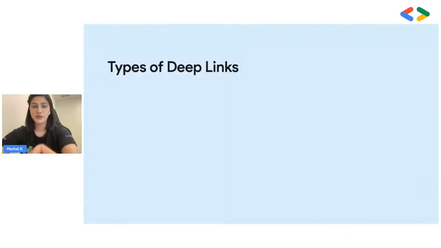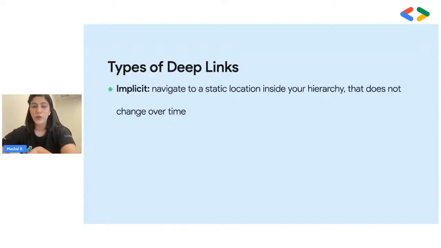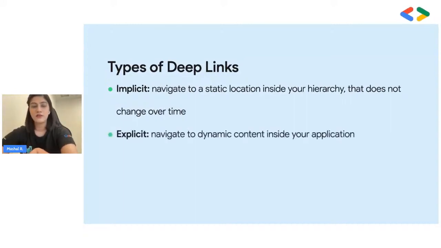So there are two types of deep links. One is implicit deep link, which means that they take you to the same static destination within the application. That is, every time you, let's say, click on a shortcut icon, it would always take you to the same destination. Then we also have explicit deep link, which uses a pending intent to get data present in the deep link to decide what destination to navigate to.